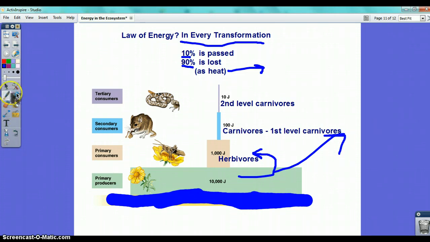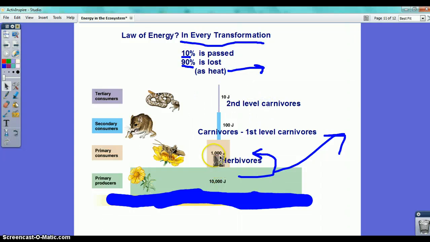Primary consumers are called herbivores, so they go in the second level. Secondary consumers go in the third level, and these would be our first level carnivores. Tertiary consumers or third level consumers are second level carnivores. And if you notice what's happening, we went from 10,000 to 1,000 to 100 to 10. If I went one more level, it would be 1 joule. If I went a level past that, it would be 0.1.